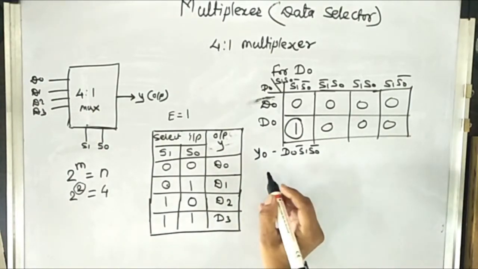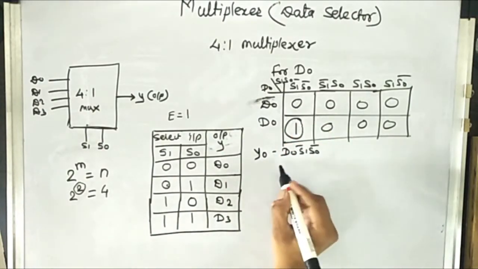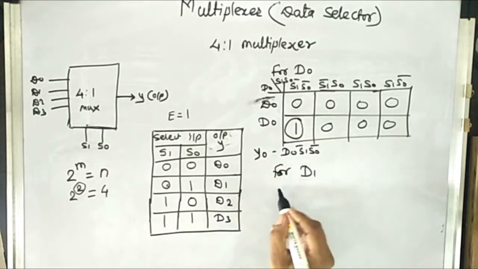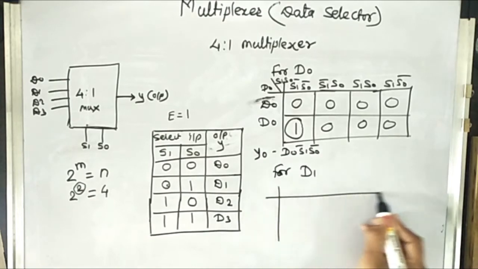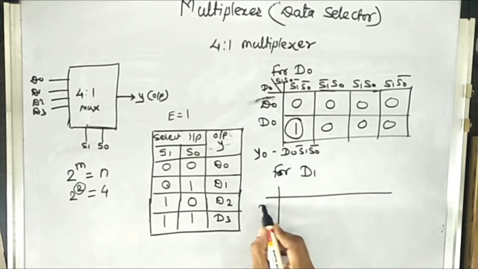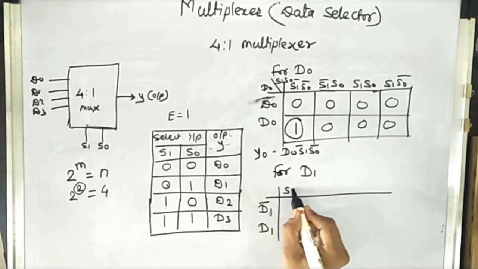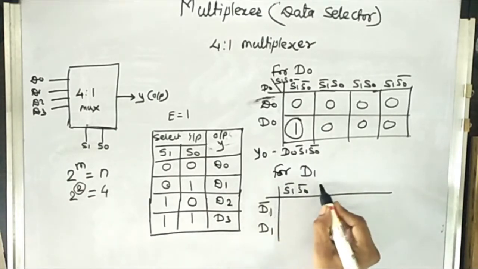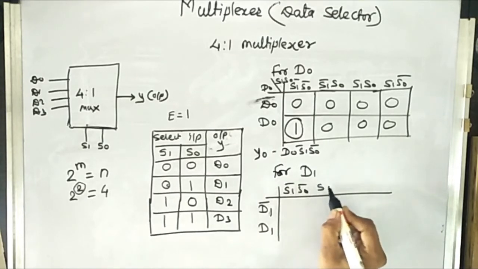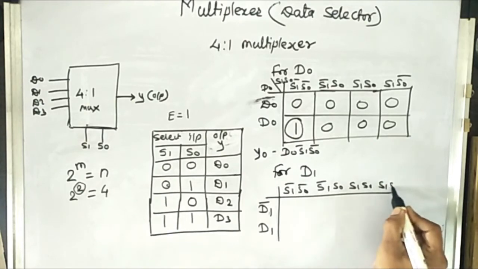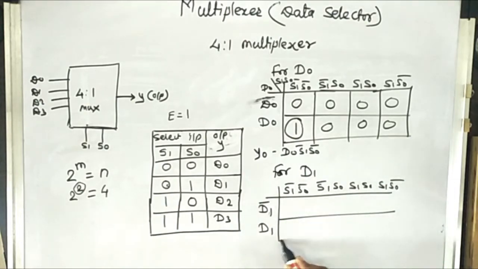Then for the next one, that is D1, again we have to plot the same graph, with D0 bar. Now we have to consider D1 and D1 bar. Here the select lines are common, so we take S1 bar S0 bar, S1 bar S0, S1 S0, and S1 S0 bar.